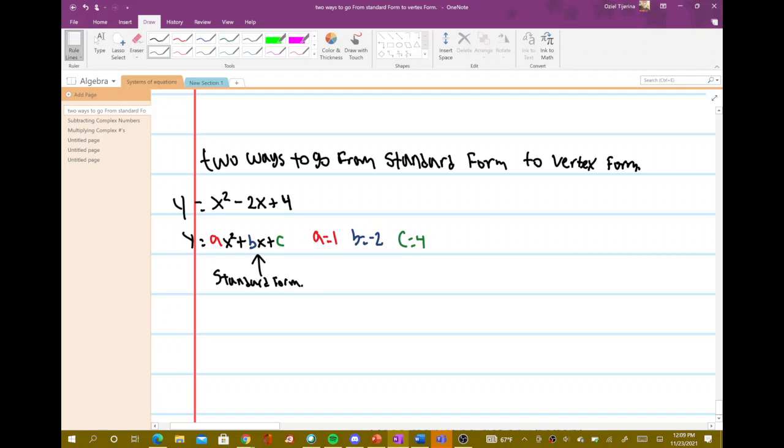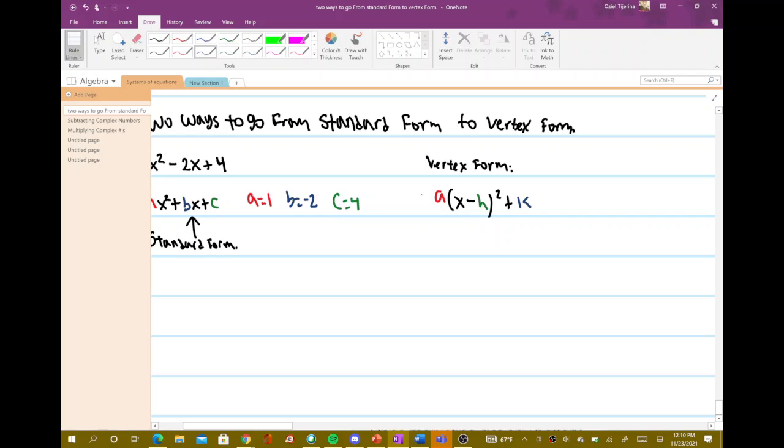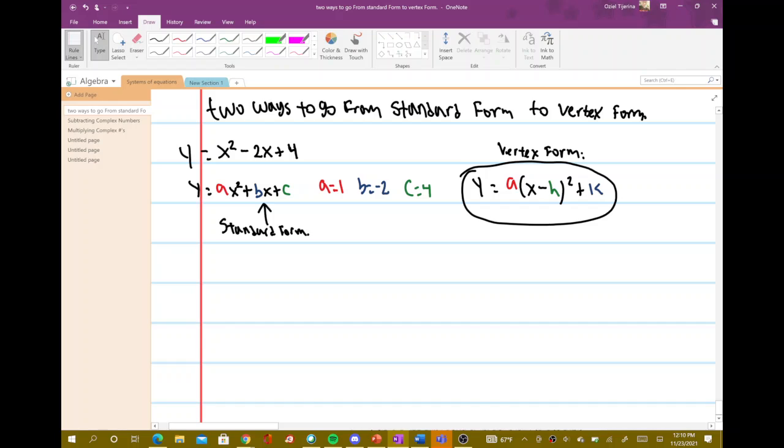Now we want to go from that to vertex form. Vertex form is the following. It's a times the quantity x minus h squared plus k. So this is the vertex form right here, okay? So how are we going to do this, right?